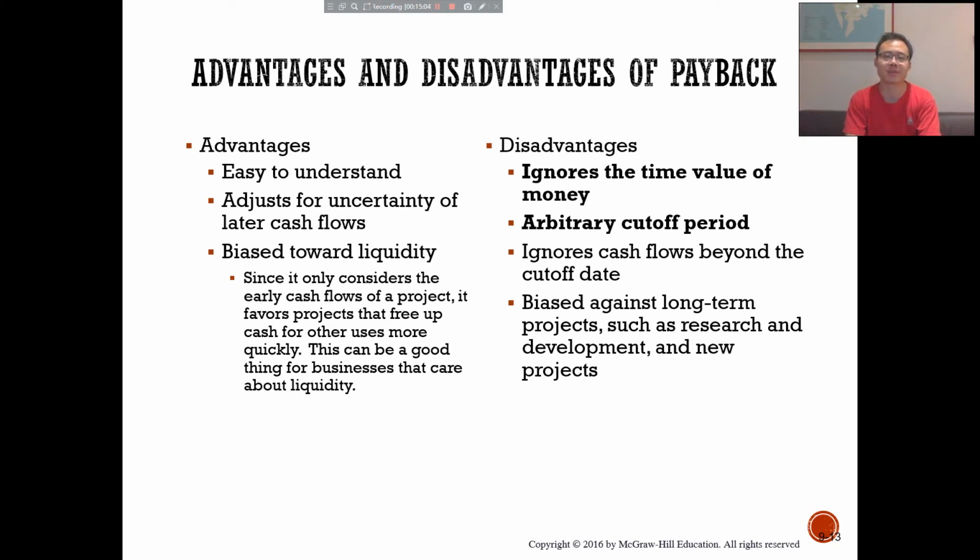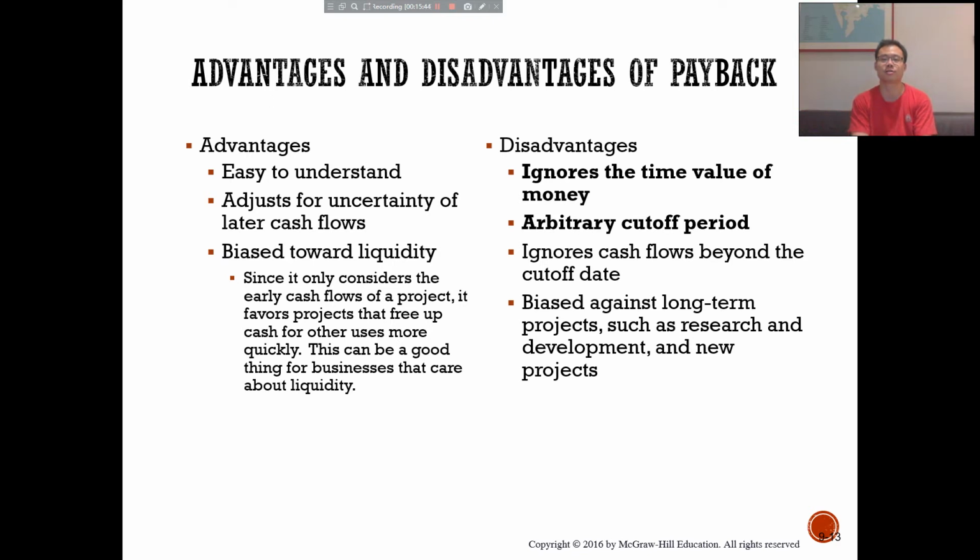This payback period has, I wouldn't say it's an advantage, but it's a feature that is biased toward liquidity. I still remember, I hope you still remember, that liquidity means the easiness of selling or buying an asset on a market. And if the transaction volume is really high and you find it's pretty easy to find a potential buyer and seller, then we say this asset has high liquidity or is very liquid. Otherwise, it's illiquid or has low liquidity.